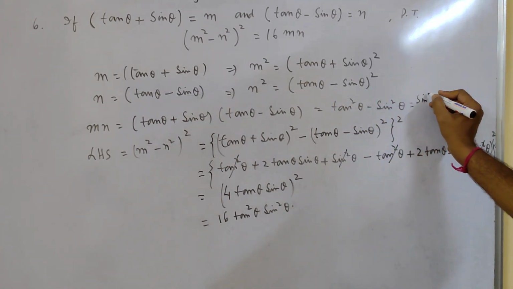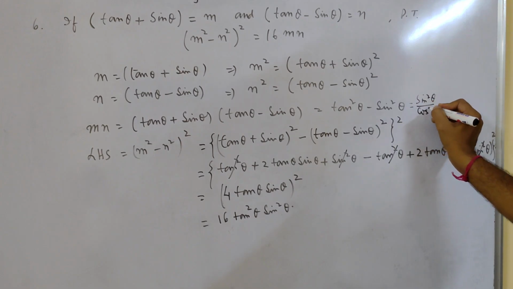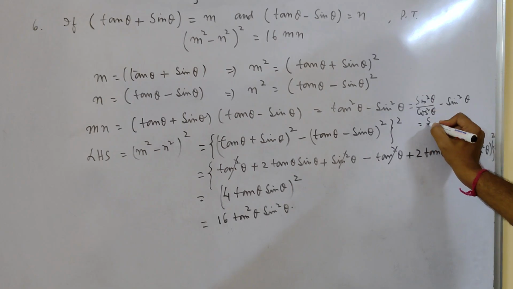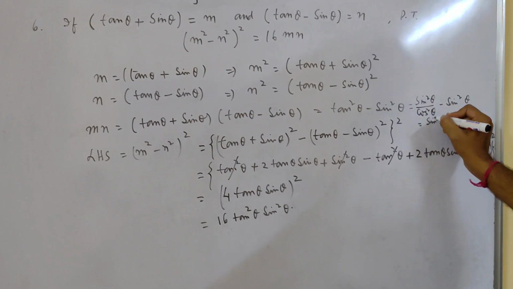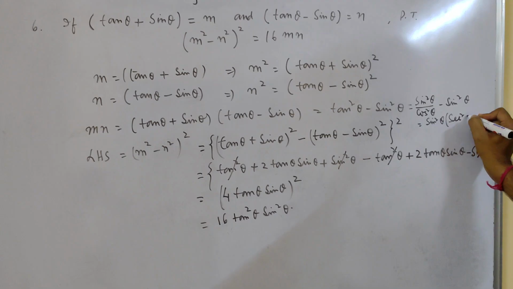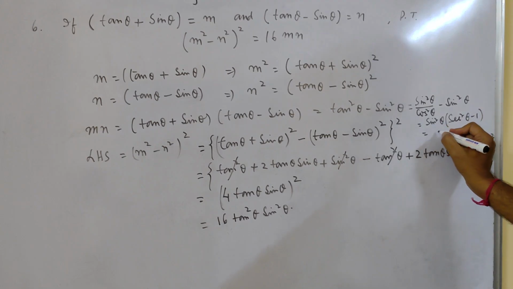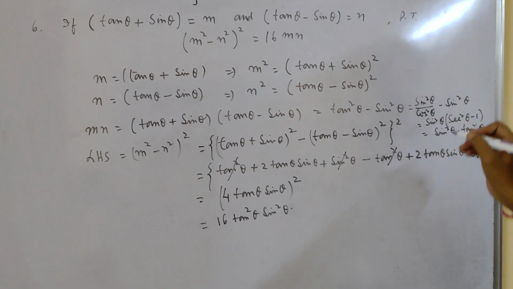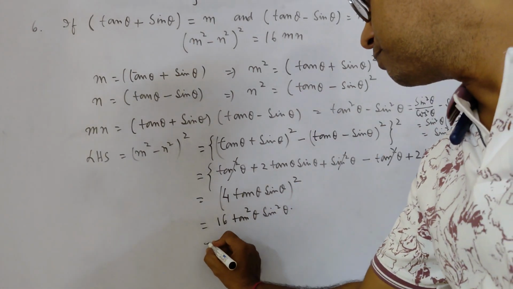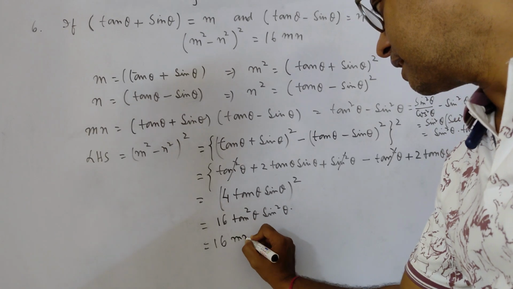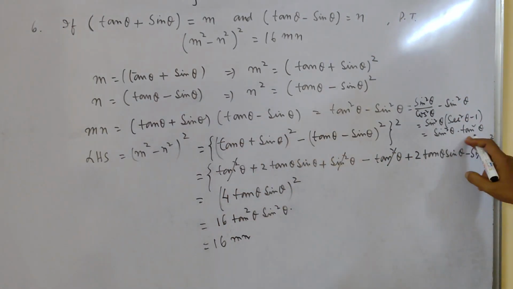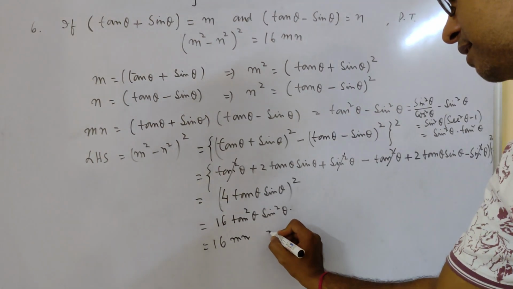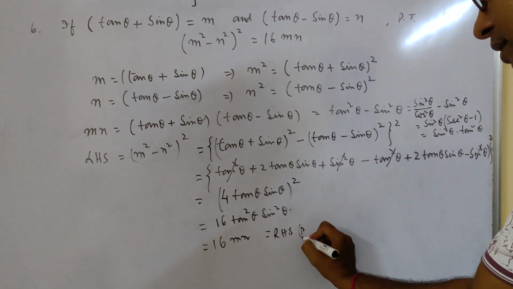So sin square theta by cos square theta minus sin square theta. If we take common sin square theta, so 1 by cos square theta, that is sec square theta minus 1. So it is sin square theta into tan square theta. So here we may put the value 16mn. So mn is equal to sin square theta into tan square theta. So we may write here is equal to 16mn. Fine.